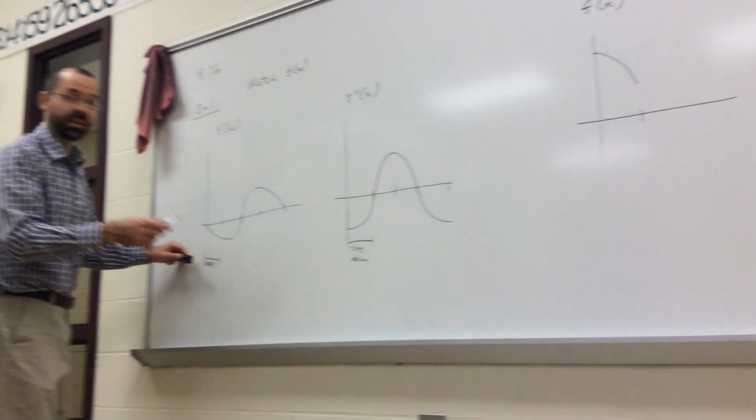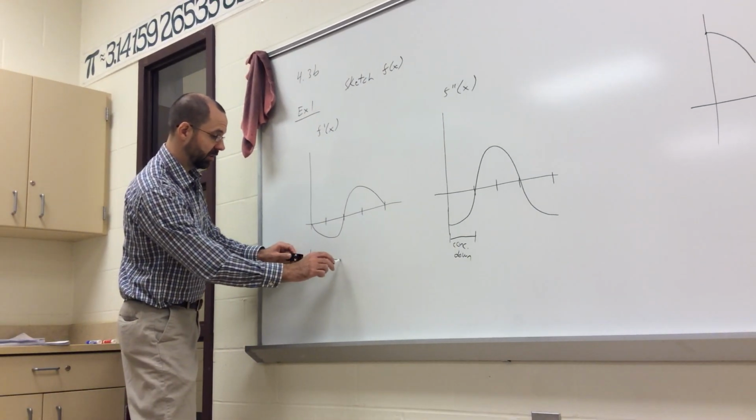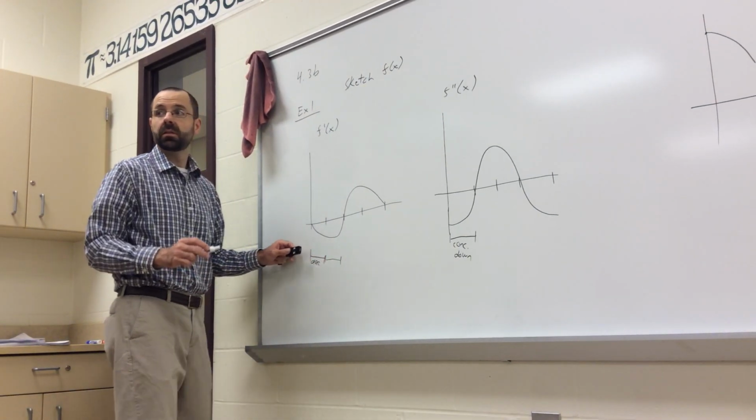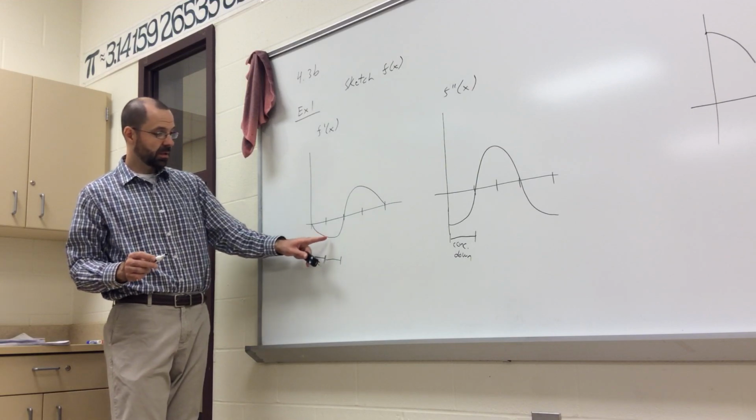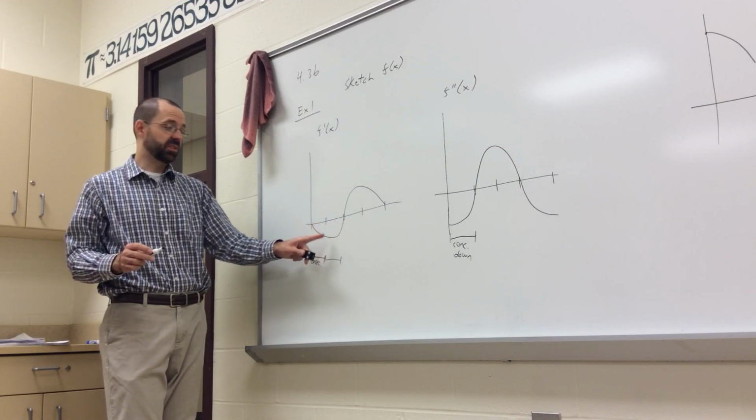So now I'm going to move on to the interval 1, 2. From 1 to 2, f prime is still negative.